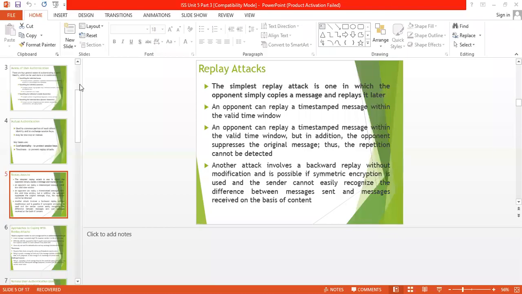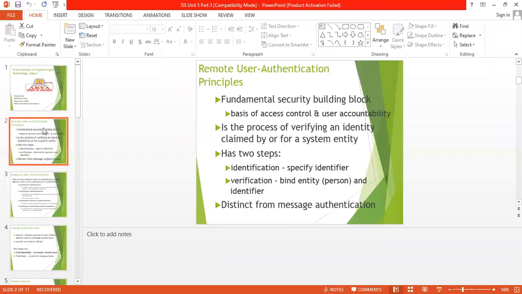Good morning, students. Now we will discuss remote user authentication. Basically, remote user authentication principles are fundamental security building blocks. This is the basis of access control and user accountability. We can say that remote user authentication is a mechanism in which the remote server verifies the legitimacy of a user over an insecure communication channel.